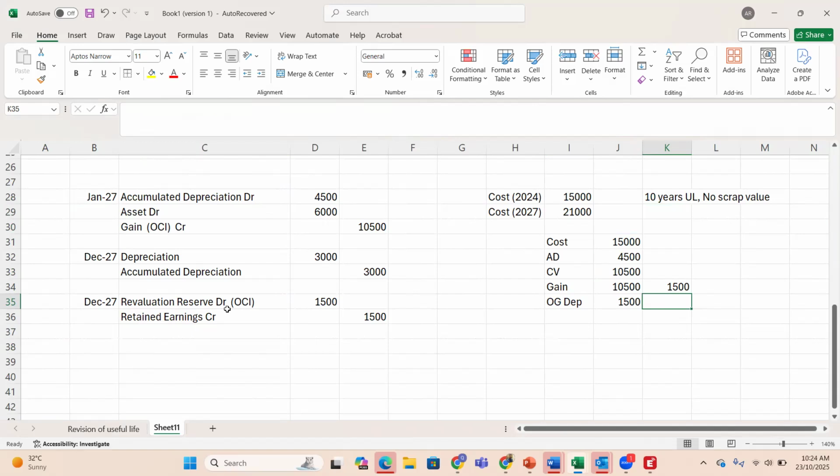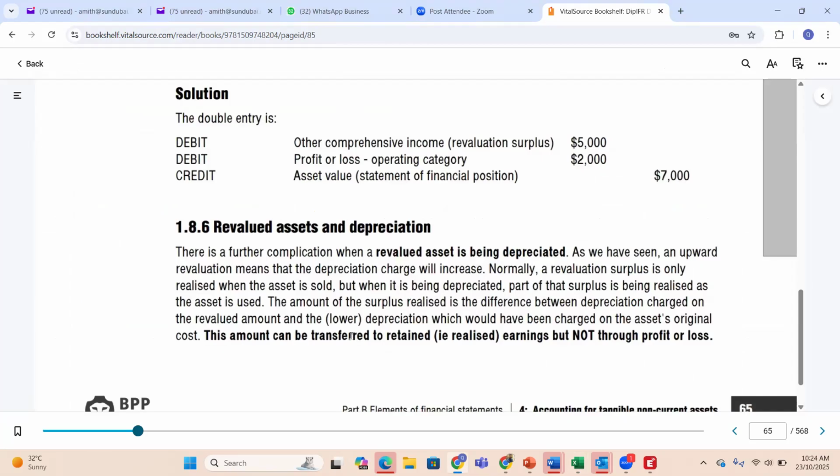OCI to retained earnings. It will never get reclassified into P&L. Okay. So this is how you will transfer the money. Normally a revaluation surplus is only realized when the asset is sold.